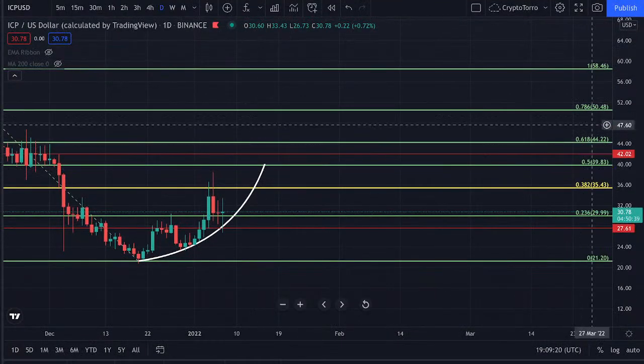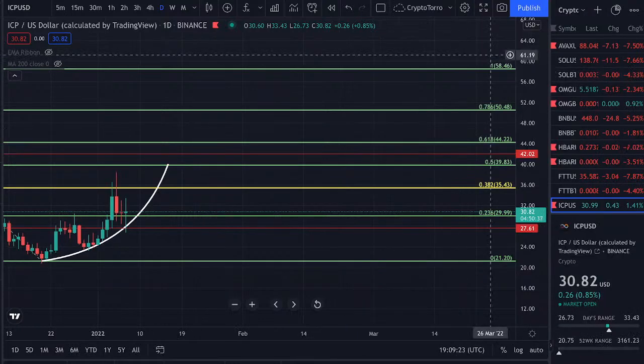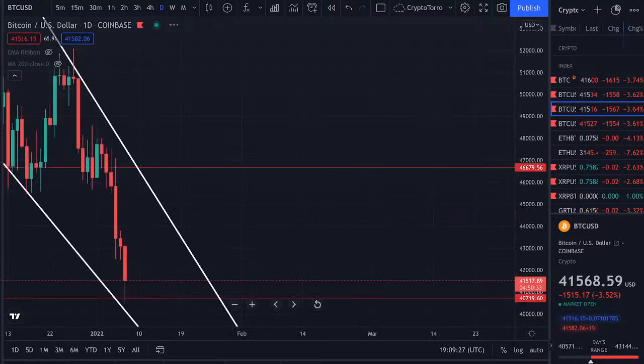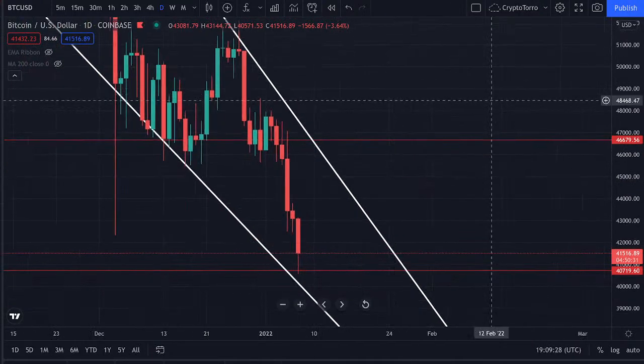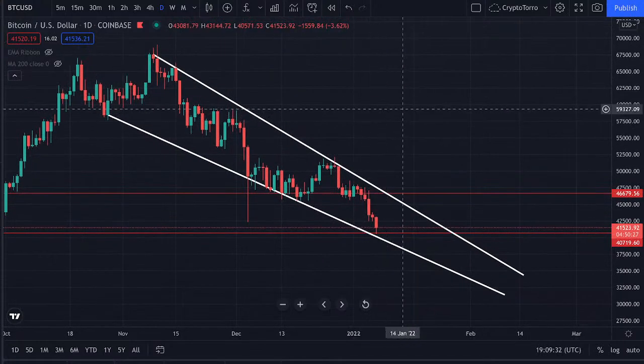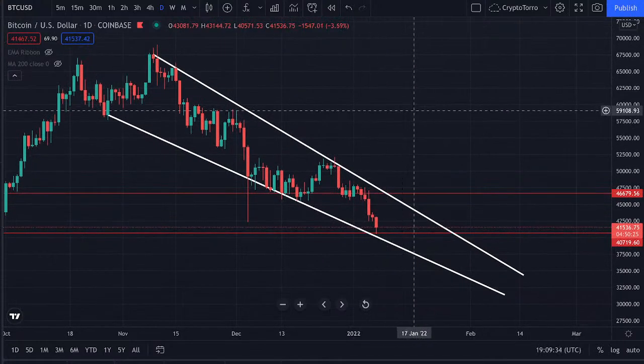So let's get started on Bitcoin. I think it will be quite interesting to discuss Bitcoin right now, especially because lots of people are experiencing major fear, and I think the majority of the market thinks that we are heading towards a bear market, or that it could perhaps decline even further towards the 30k range.